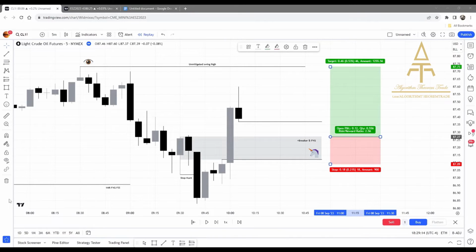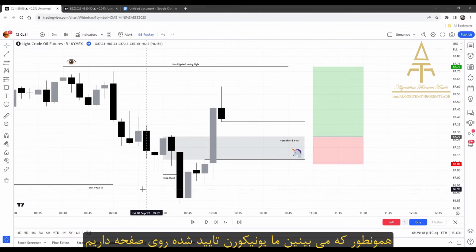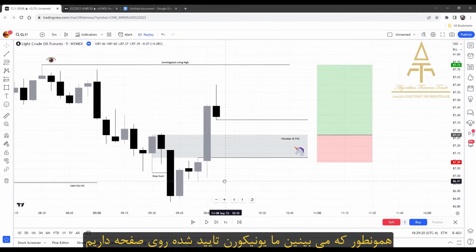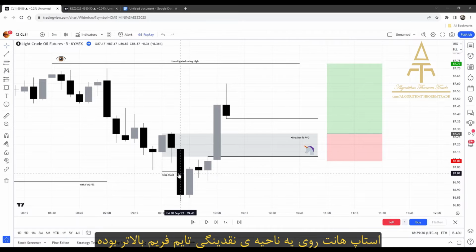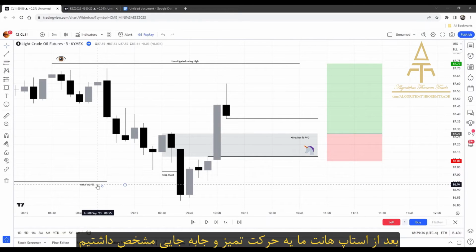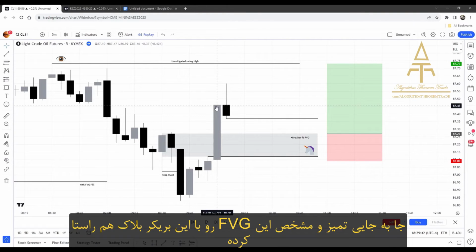Now for our model. As you can see, we have a confirmed unicorn on the screen. It is confirmed because at opening price, we had a stop hunt. The stop hunt was into a higher time frame area of liquidity. After the stop hunt, we got clear and decisive displacement. The clear and decisive displacement left an FVG aligned with the breaker block.